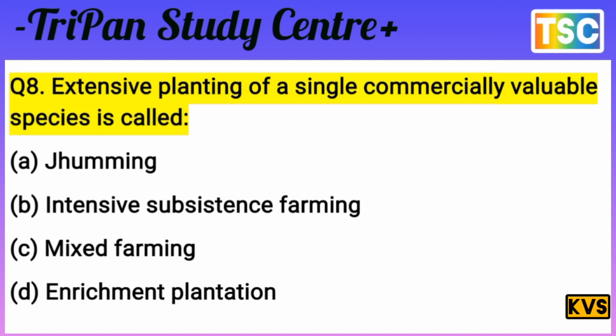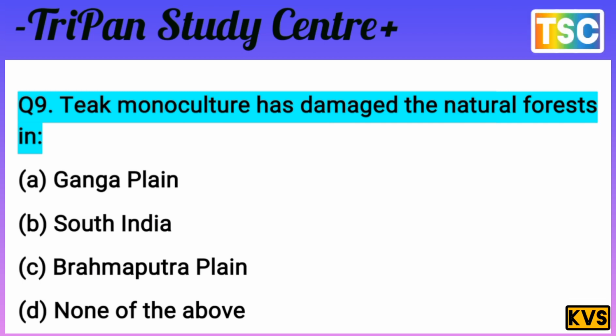The options here: A is jhum, nothing is called here. Intensive subsistence farming is not about this, and mixed farming is nothing here. So A, B, C are rejected. The answer here is D, enrichment plantation. The single commercially valuable species is called enrichment plantation. The answer is D.